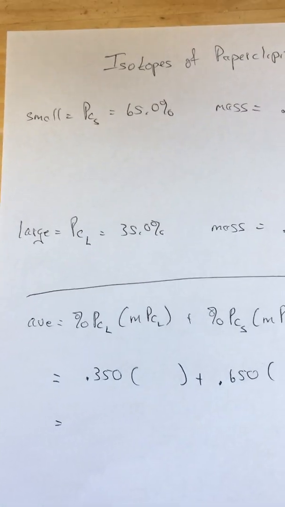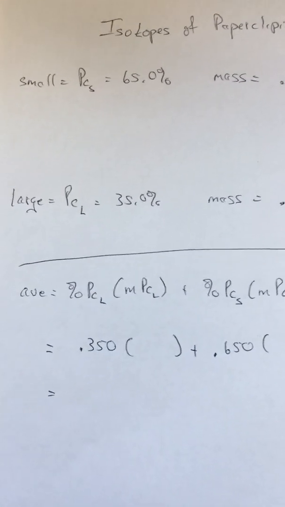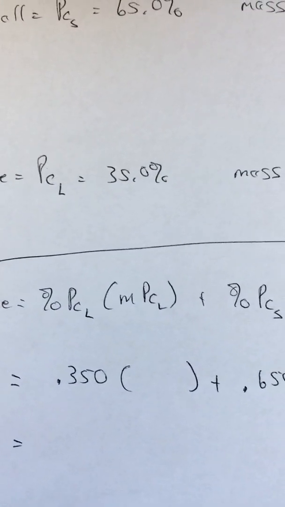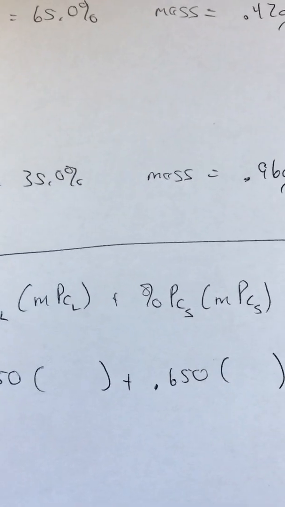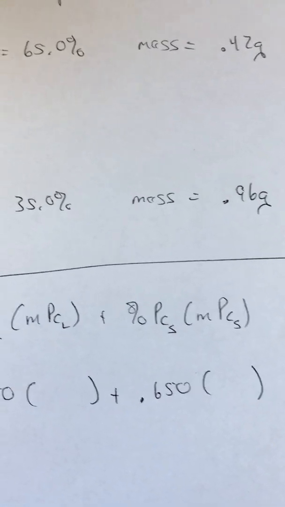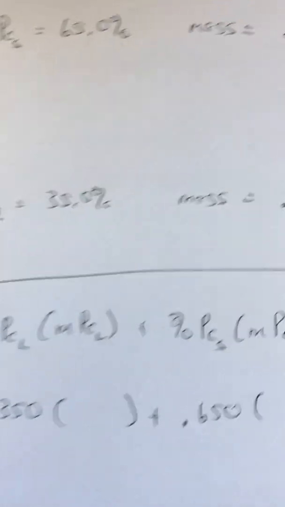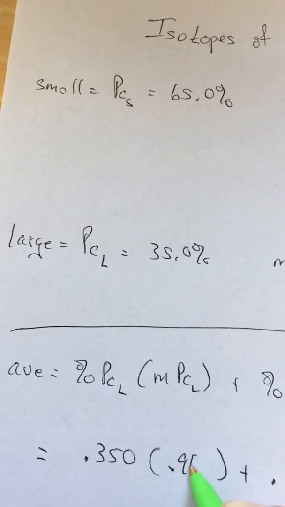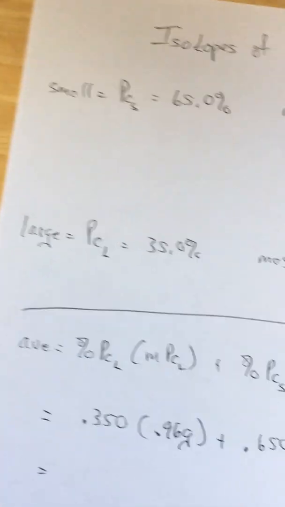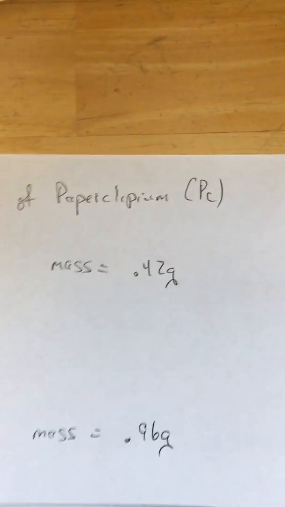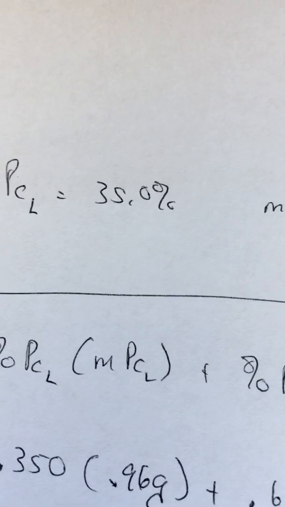All right, so we can actually calculate the average because if you remember, the average is the percent of A times A, plus the percent of B times B. In this case, the average paperclip would be the percent of the large times the mass of the large, plus the percent of the small times the mass of the small. So the percent of the large was 35%, and the mass of the large is 0.96. And the percent of the small was 65%, and the mass of the small was 0.42.